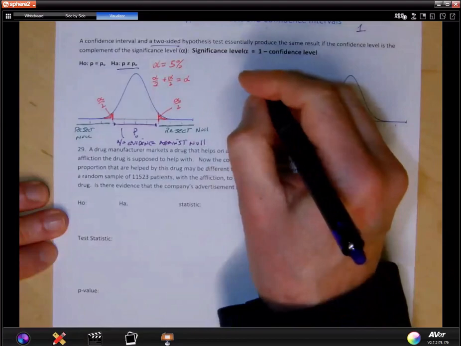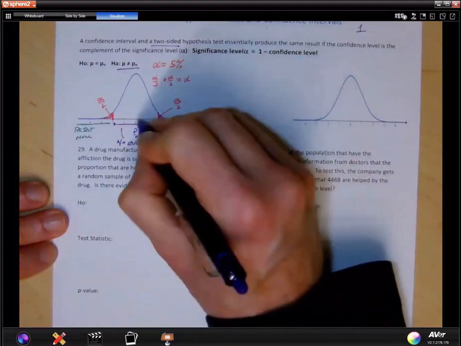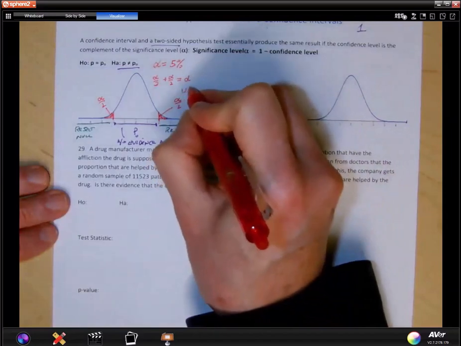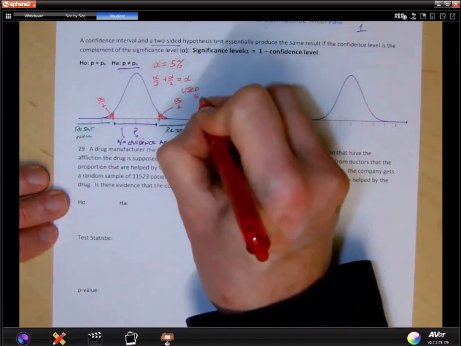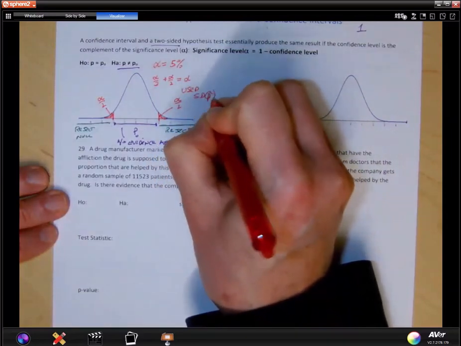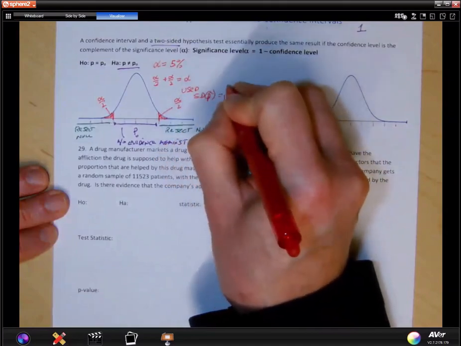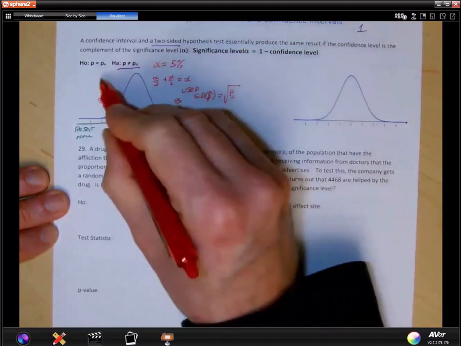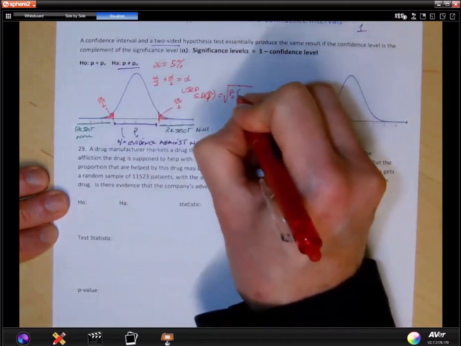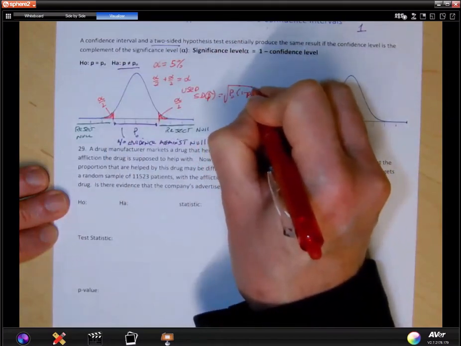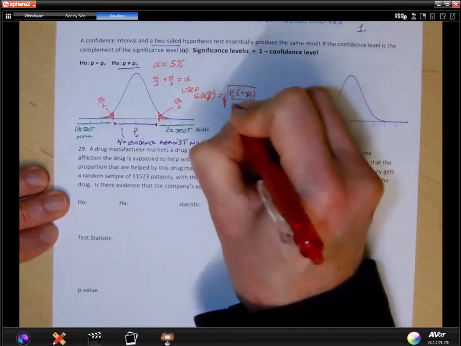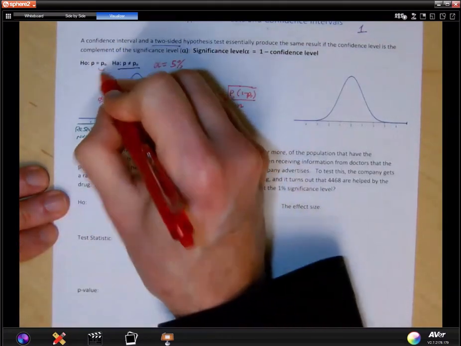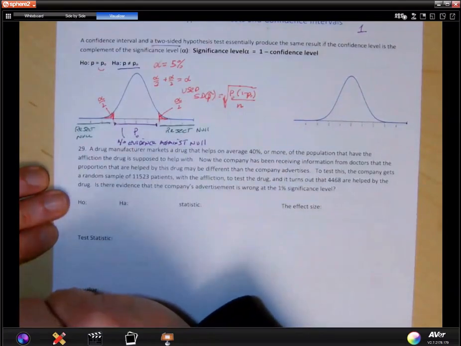Also note that the variability is an important part. For the calculations, this uses the standard deviation of p hat, which is the square root of p naught times 1 minus p naught, divided by n. I'm using p naught to signify that that's an actual value. So this uses whatever value we decide is the true population proportion.